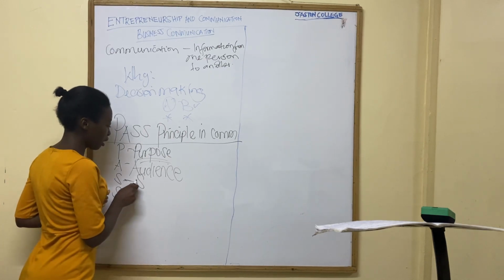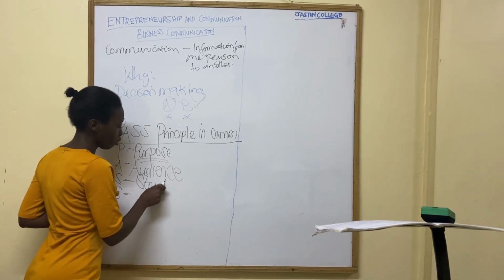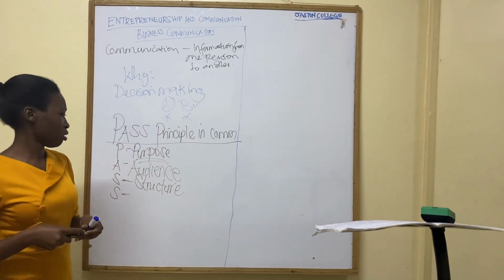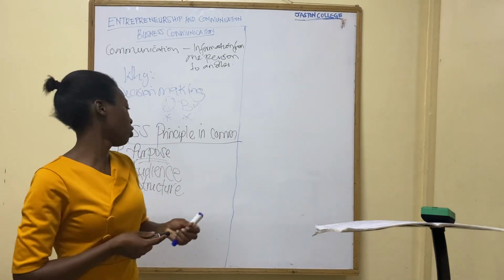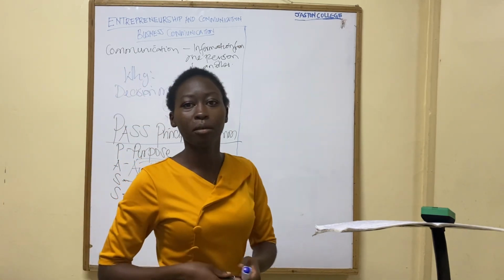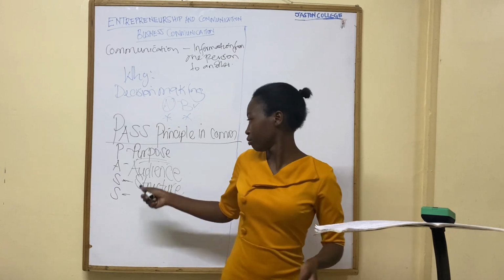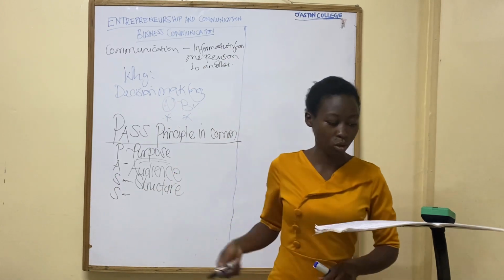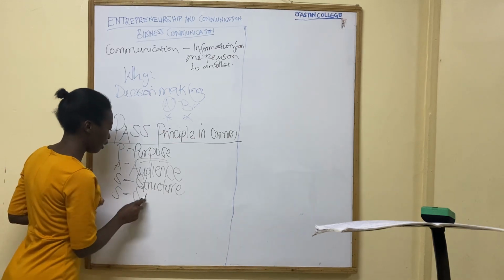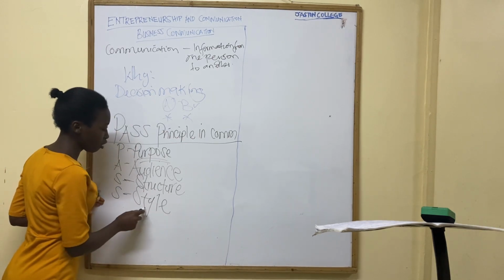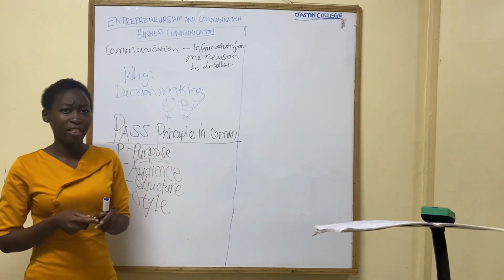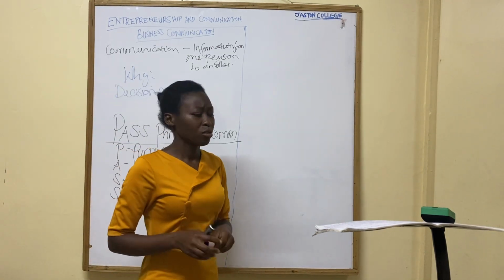We have S, the first S in the PAST. This is the structure. So how is the structure of your communication? How have you arranged your communication? Okay, does it have the heading, the body, and the finishing part? So the structure. We also have the style. The style. Is your style of communicating being understood by the receiver?